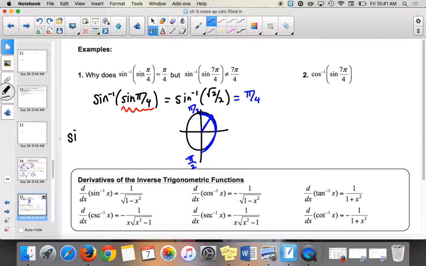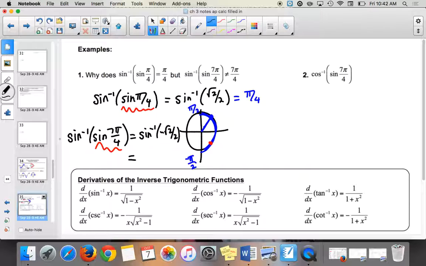But if I do inverse sine of sine of 7π/4, well, where's 7π/4? It's down here, right? So it's going to be negative root 2 over 2. So it's inverse sine of negative root 2 over 2, which is still in that same location, but when I talk about the angle, I say it's between -π/2 and π/2. And you can try this on your calculator.